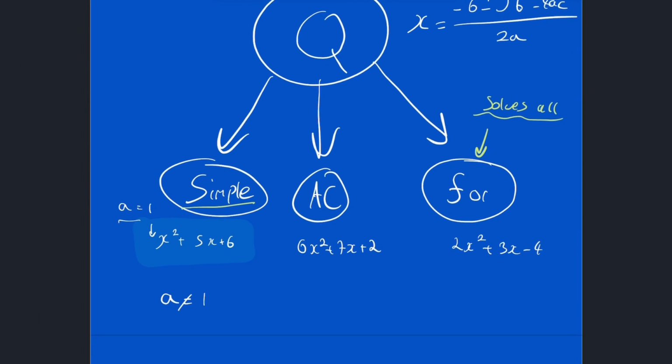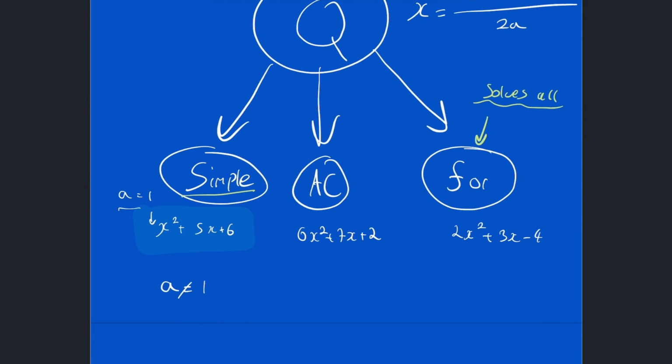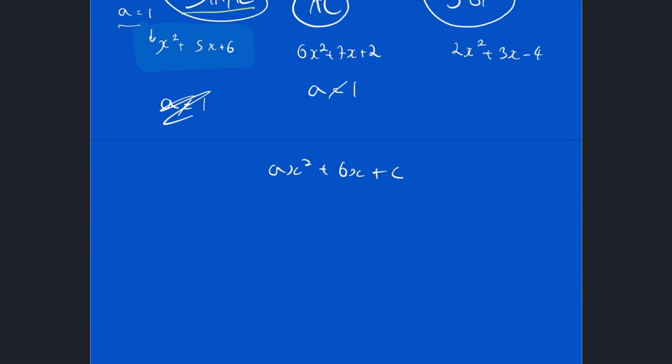You will need to either remember this or write this down. Okay. And what about the AC method? So the AC method is used when a doesn't equal 1, okay? This simple method is when a equals 1 in ax squared plus bx plus c, okay? So it's when a doesn't equal 1, it's another number.